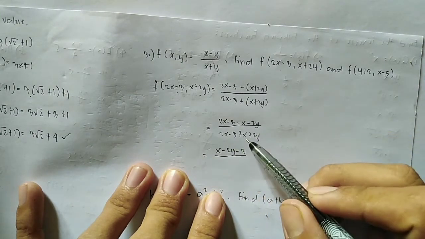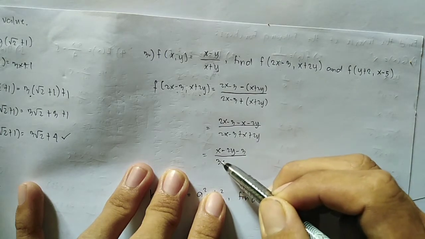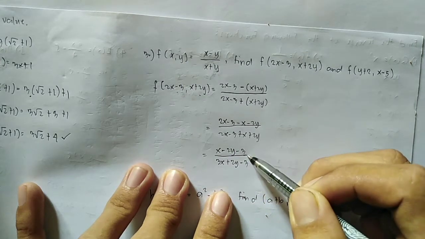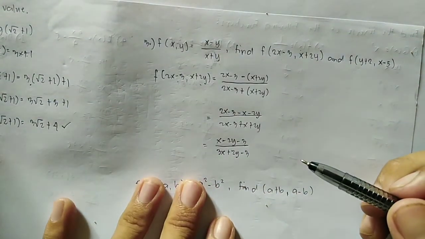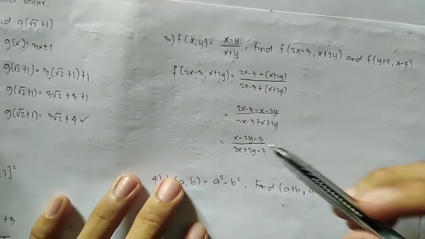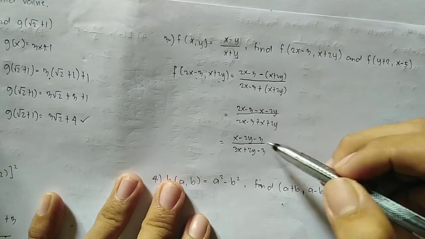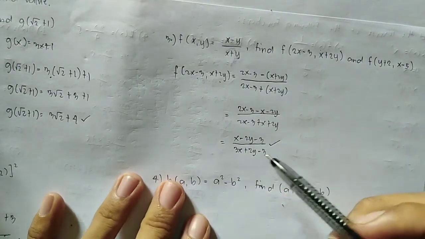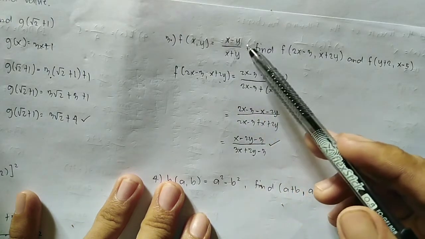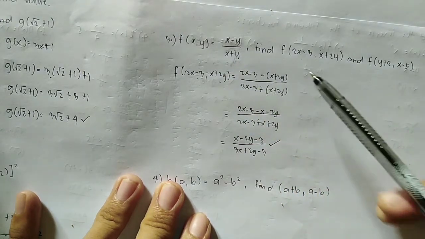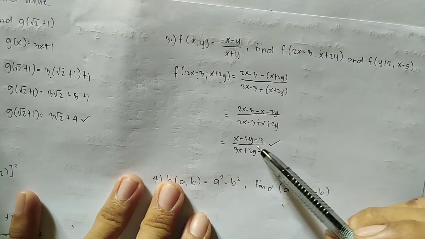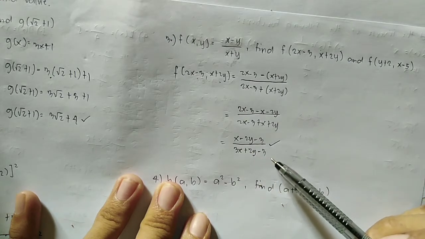So we have common 2x and x, that will become 3x. Then just copy positive 2y and negative 3, or minus 3. Since this can no longer be simplified into lowest terms, this is the final answer. So our value of the function defined by f(x, y) equals (x minus y) over (x plus y), as evaluated using the indicated value, is equals to (x minus 2y minus 3) all over (3x plus 2y minus 3).